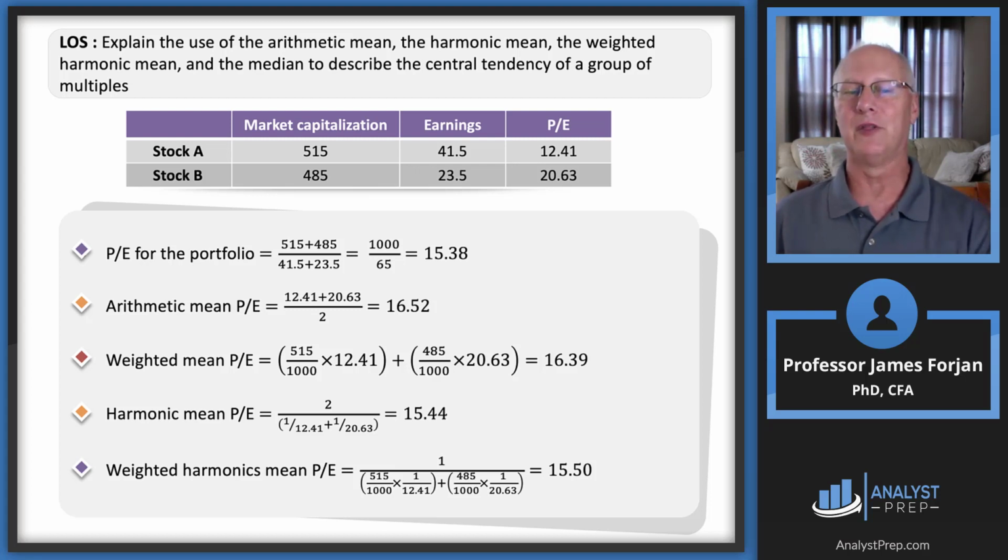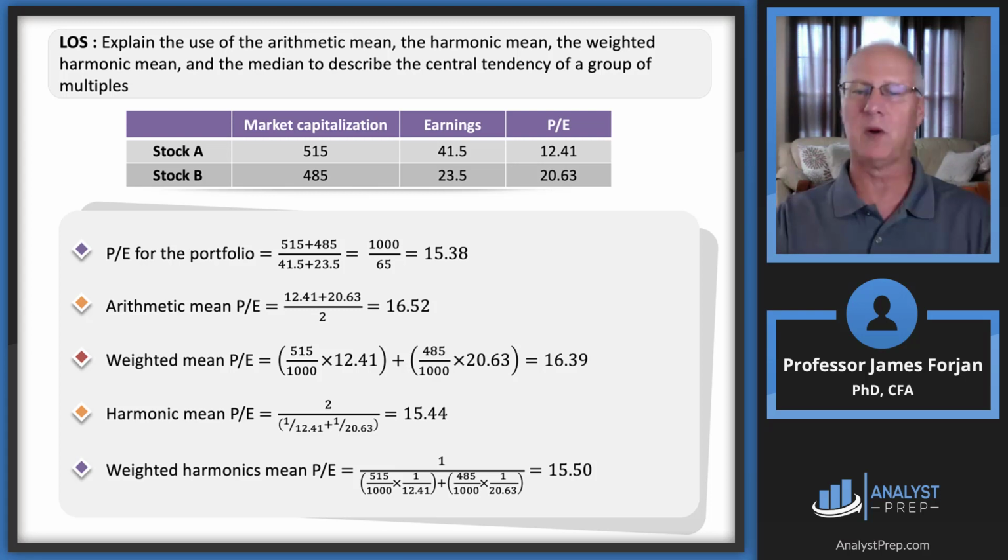But now we can do the harmonic mean. Are you ready for this one? Harmonic mean. So n, right, is in the numerator. So there's 2 divided by reciprocals. So we're going to say 1 over 12.41 plus 1 over 20.63. And that gives us a harmonic mean of 15.44. And then we can weight it. Just like we weighted the arithmetic mean, we can weight the harmonic mean, and we get to 15.50.